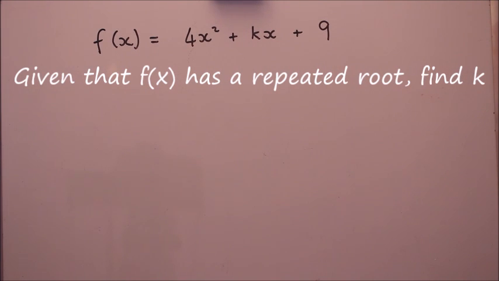Okay, in this question we're asked to find k. Now we don't know much about it apart from that it's got a repeated root. We don't know what that root is, but the fact that we know it's repeated is really helpful because we know the discriminant will be equal to 0.